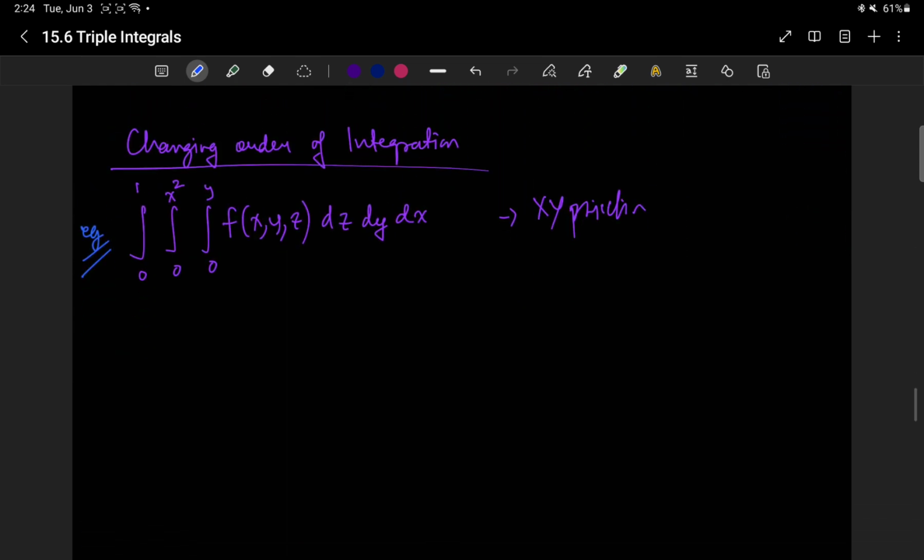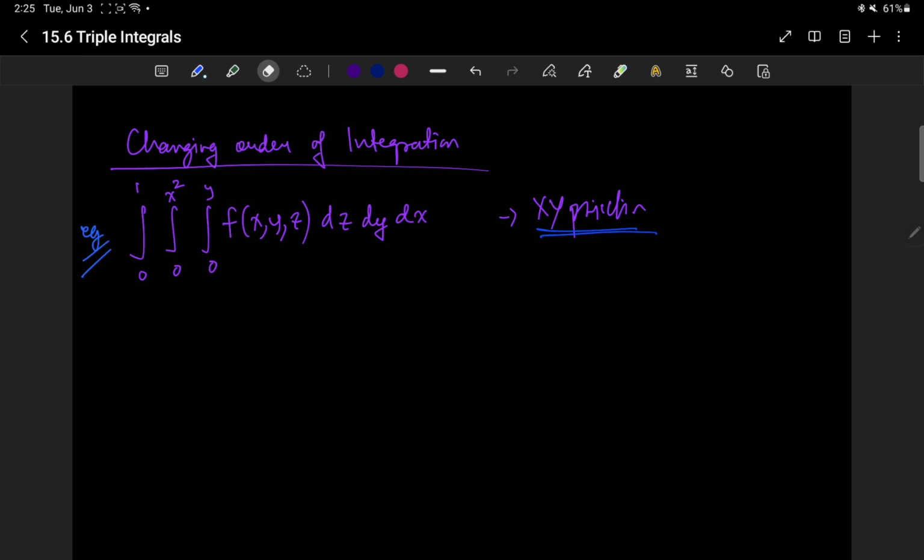Changing the order of integration. So again, this is the xy projection, right? So there are 6 possibilities. And because there are 6 possibilities, it means that if you want to go from one to the other, you have 5 other ways in which you can work. So here's a distinct example.